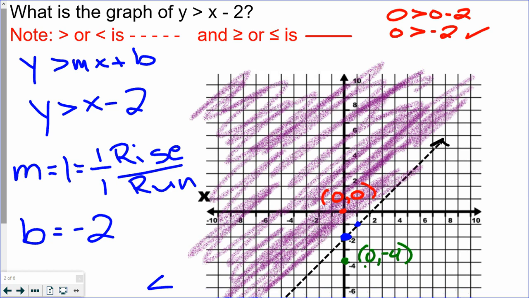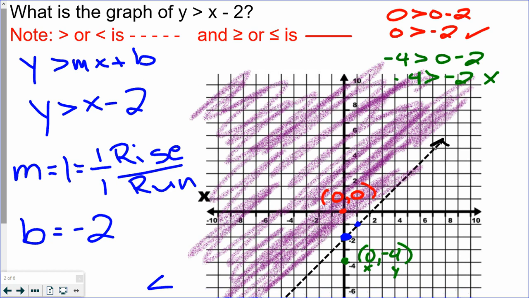So I'm going to plug in 0 for x and negative 4 for y. So that would give me negative 4 is greater than 0 minus 2. Negative 4 is greater than negative 2, and that is not true. So the fact is, any point below this line will not be a solution to the inequality. Any point above it will be a solution.